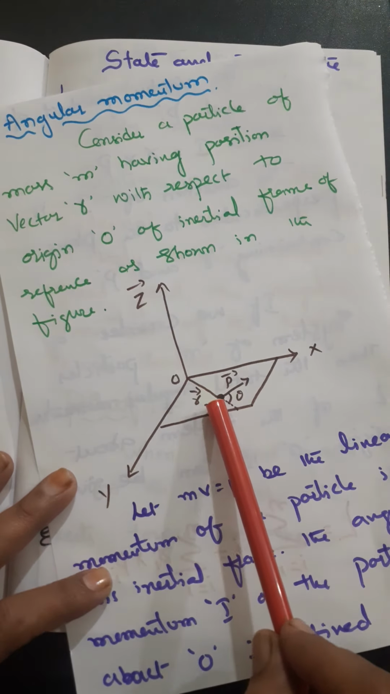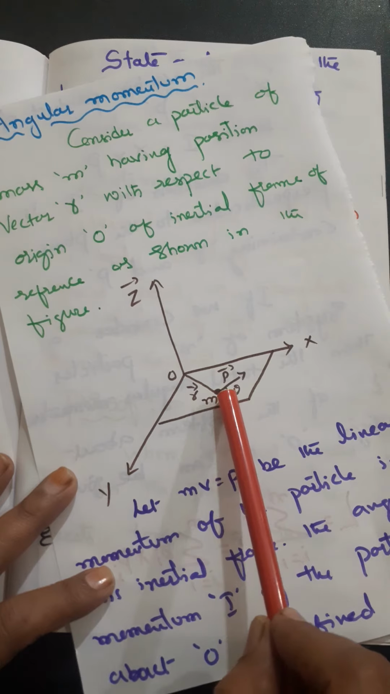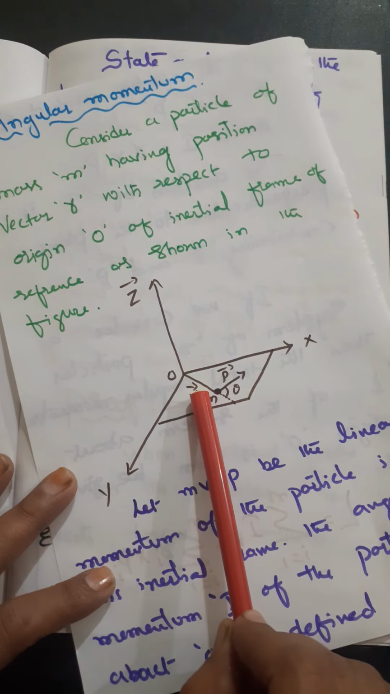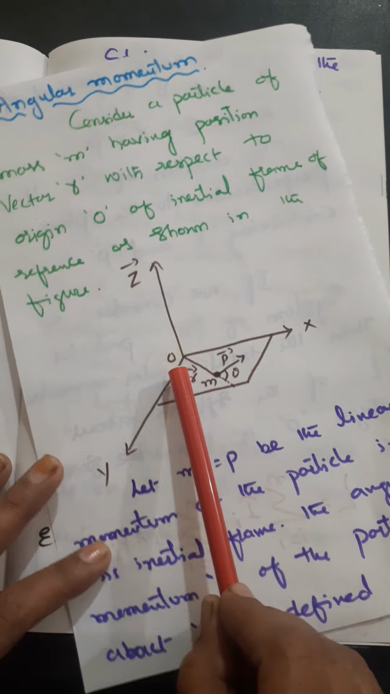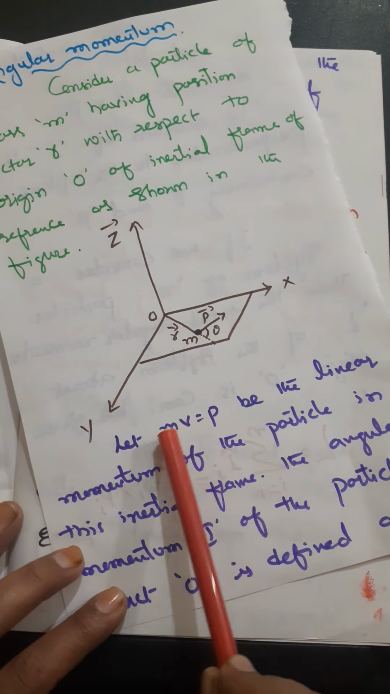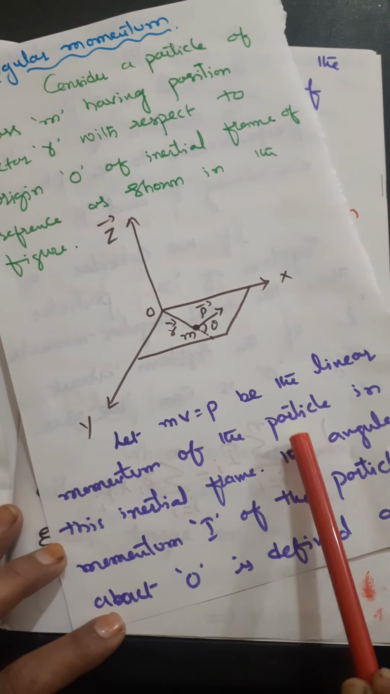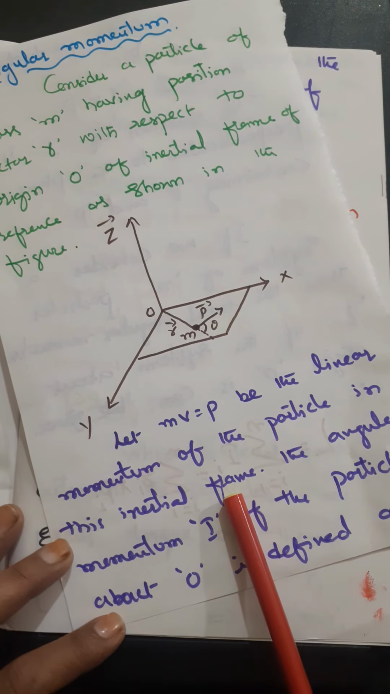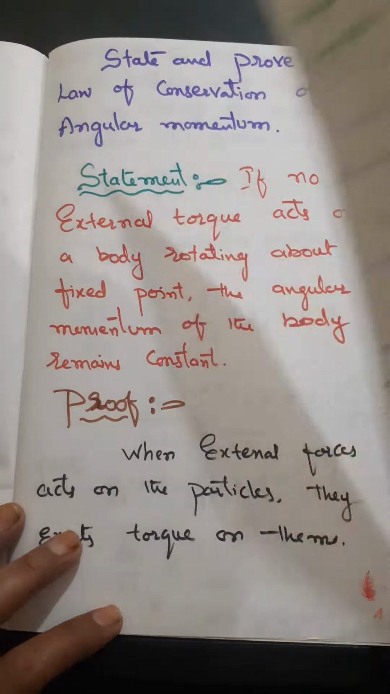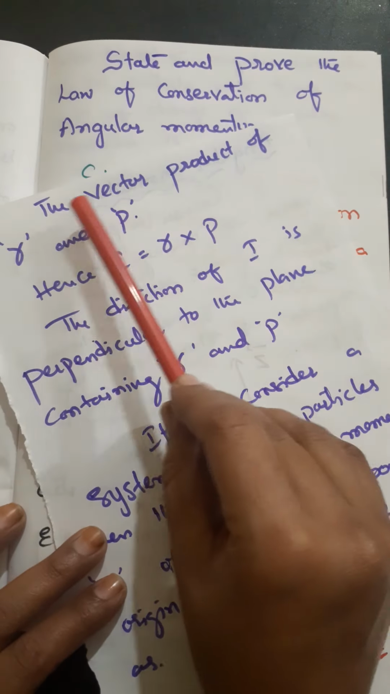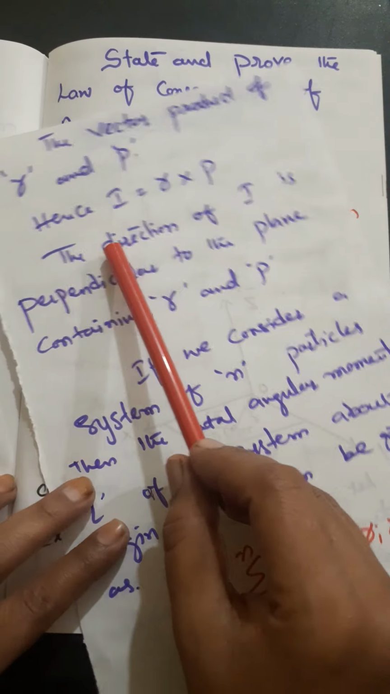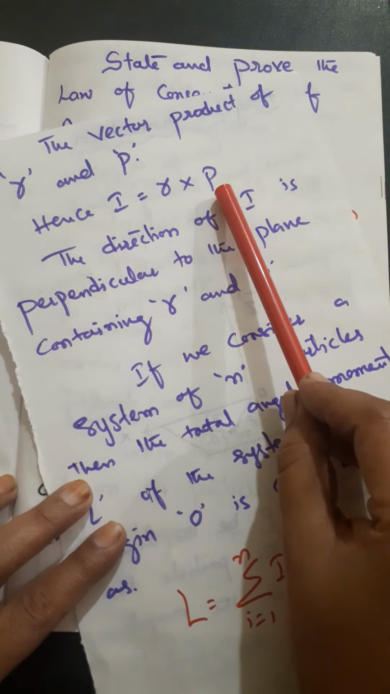So a particle P is moving around a fixed axis, having some mass and some distance, or position vector, with respect to the origin. At that time the linear momentum of the particle can be given as p is equal to mv, the linear momentum of the particle in this particular inertial frame. The angular momentum l of the particle about O is defined as the vector product of r and p.